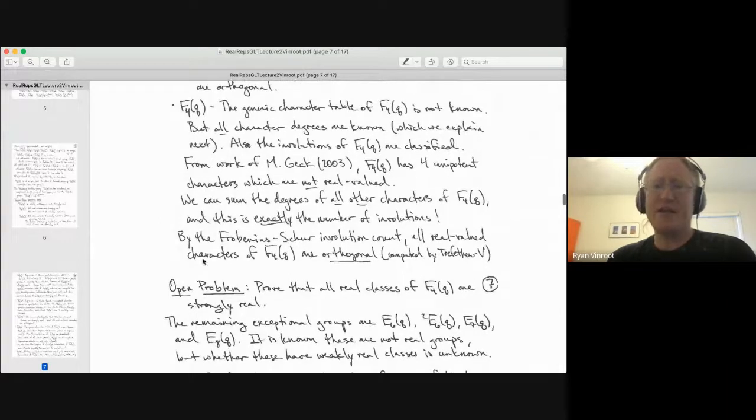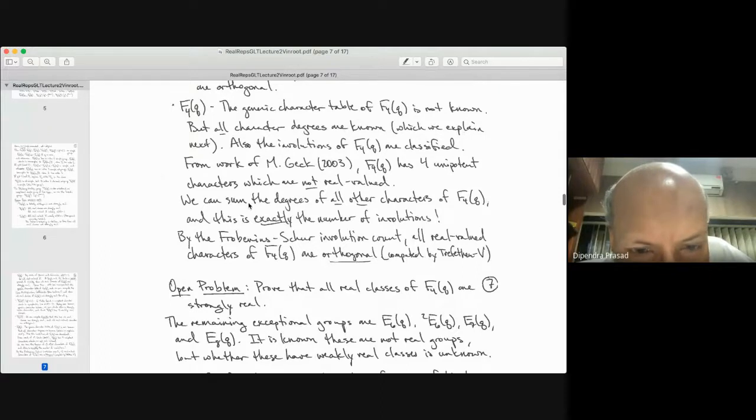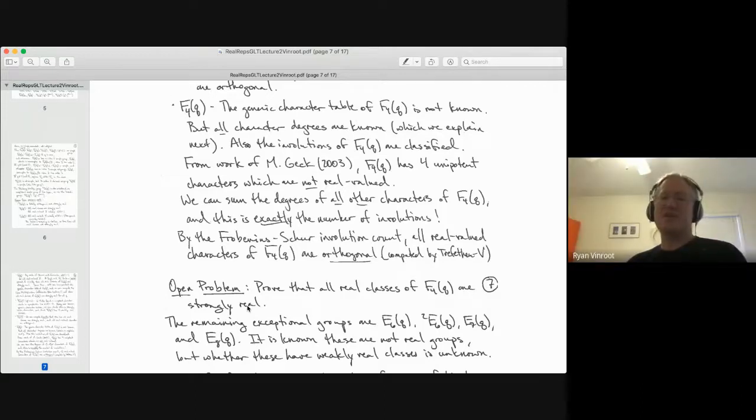Okay, so what's remaining? The remaining simple exceptional groups. Ryan, just to follow up on this open problem: for semi-simple classes, there is no problem. Semi-simple classes, it's very well known. Yes, in fact, this will come up later. The fact that we know a lot about semi-simple classes actually helps us with the characters. But knowing about the semi-simple classes is not enough to say everything about all of the classes, but it's a great starting point. So yes, semi-simple classes of F4, it's known that they are real.